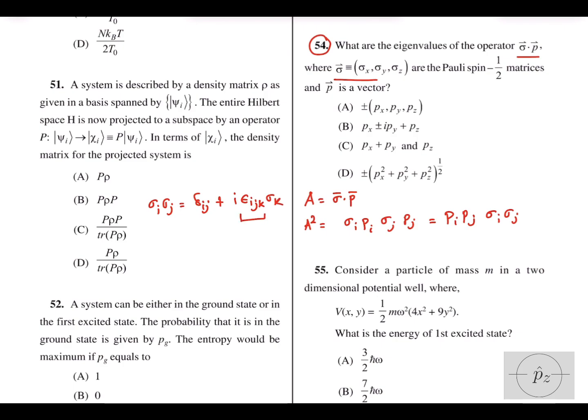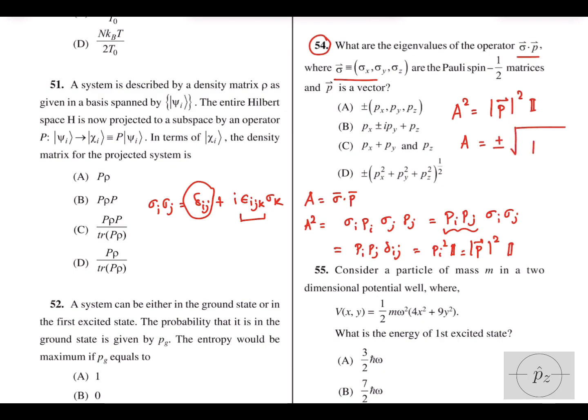Since this is totally antisymmetric and p_i p_j are symmetric, only the terms containing the delta function will contribute. So this is equal to p_i p_j times delta ij, which is p_i squared, that means this, times the identity. Thus we find A squared is equal to mod of p squared times identity. So the eigenvalues of A would be plus minus square root of mod p whole squared, which is plus minus mod of p. So option D is the correct answer.